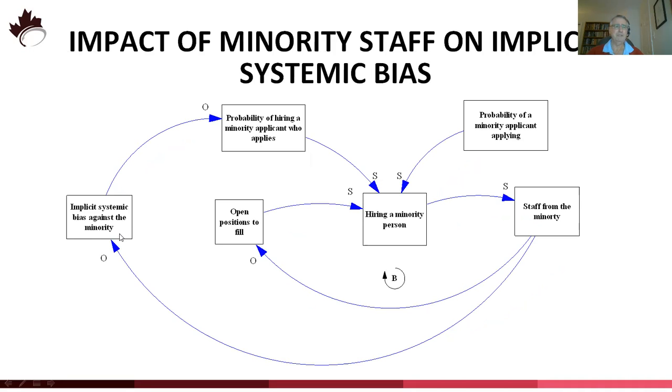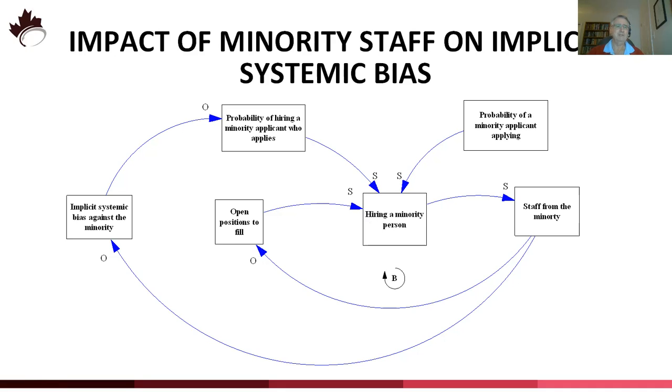Now, if you trace through the system, we can see that, for example, higher systemic bias would lead to lower probability of hiring, which will lead to fewer people hired, which would lead to lower staff in the organization, which would lead back, we believe, to more implicit systemic bias. So we have a cycle now, a situation where this can get worse and worse. So more systemic bias leads to lower probability, leads to less hiring, leads to fewer staff, leads to more systemic bias, leads to lower probability, lower hiring, even lower staff, even higher systemic bias. So this is a situation that could occur.